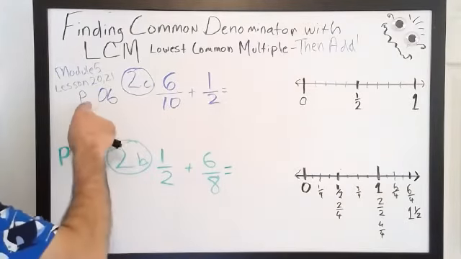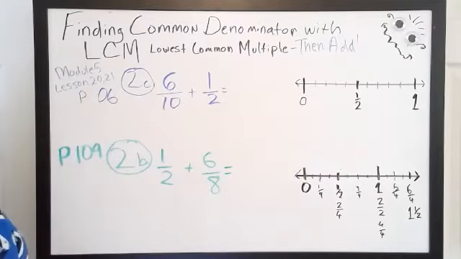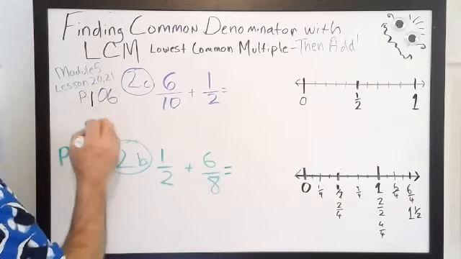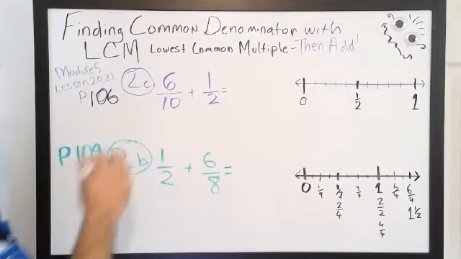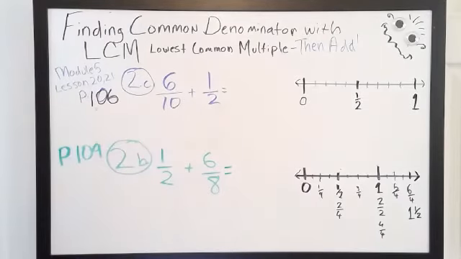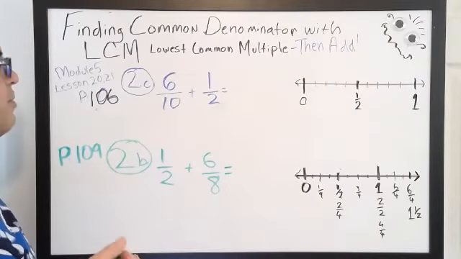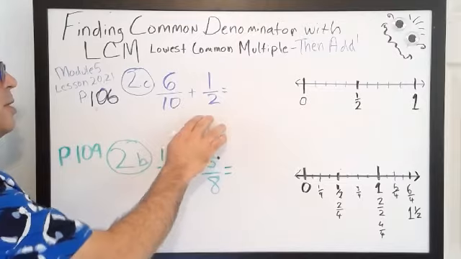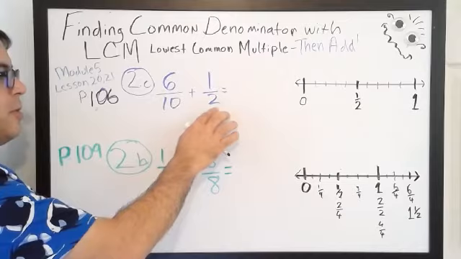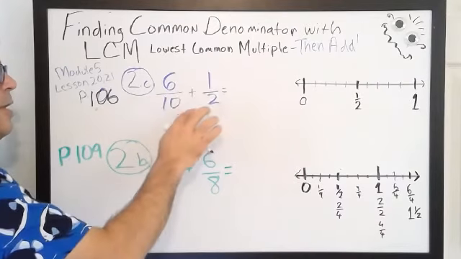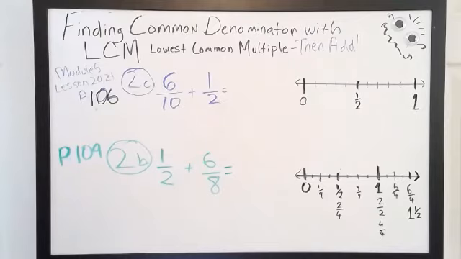We have lesson 20, page 106. This is problem 2C in the problem set, and it's 6/10 plus 1/2. Now we don't need to find a common multiple here because 10 is a multiple of 2. Remember 2, 4, 6, 8, 10. So what we have to do here is actually ask the question, what do I multiply times the bottom number, or the denominator, and the top to make the bottom 10? Okay, that's a simple question to ask.